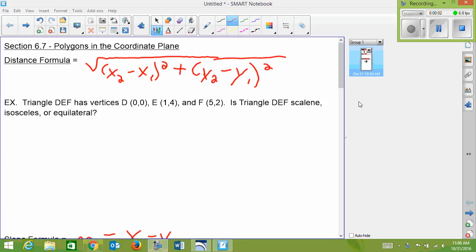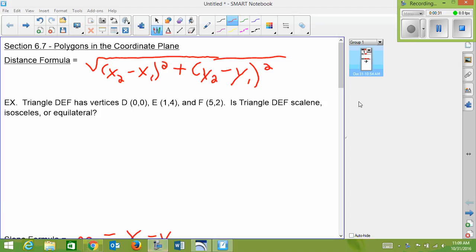Hello and welcome to section 6.7, which is on polygons in the coordinate plane. So we are going to use three main ideas that we've done previously and put them all together in this section. The first one is the distance formula, which I have written there to remind you what it is. The square root of x2 minus x1 squared plus y2 minus y1 squared.